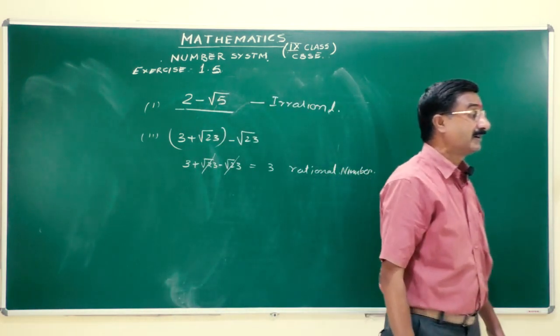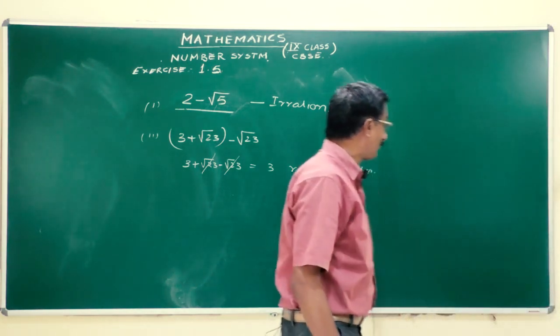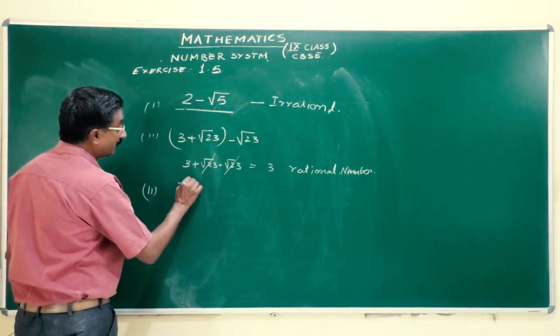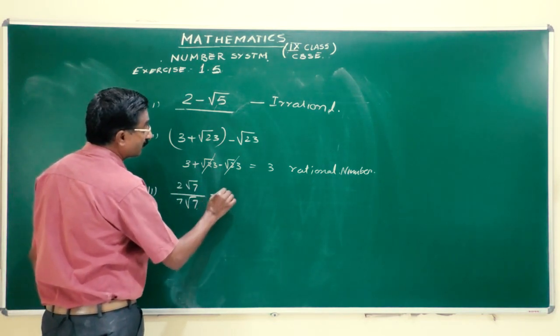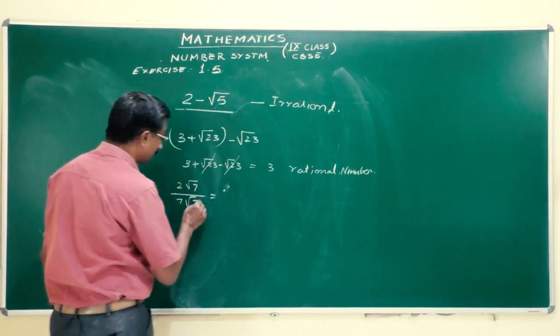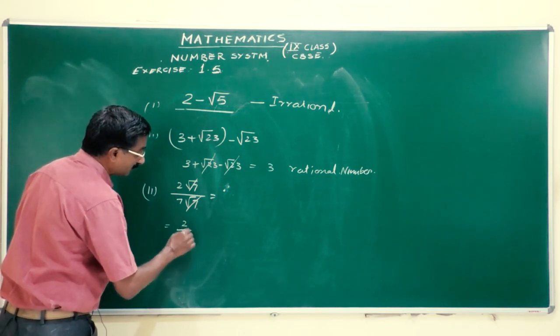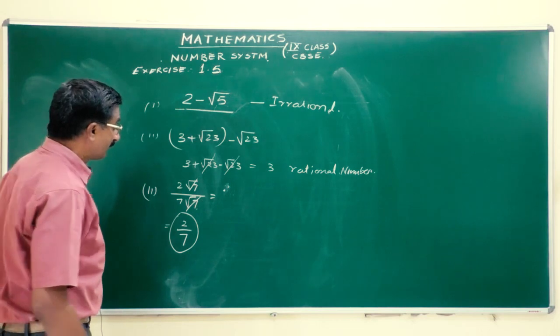Second one is a rational number. So now 2 under root 7 upon 7 under root 7. The 2 under root 7 is cancelled, so this is 2 upon 7 and 1 upon 7, 2 upon 7.